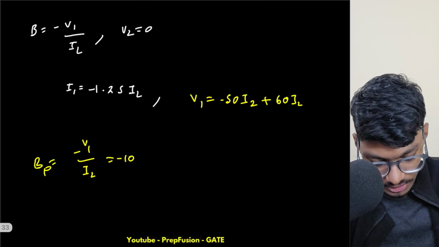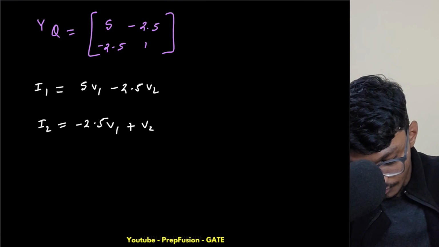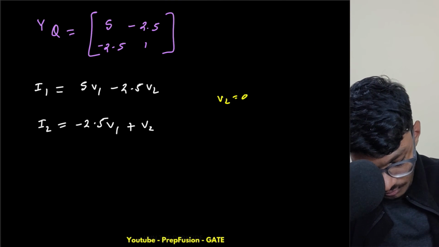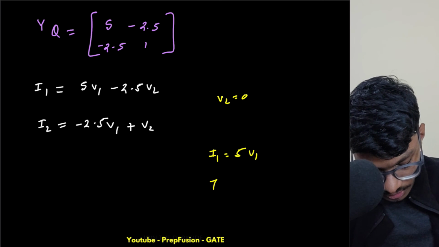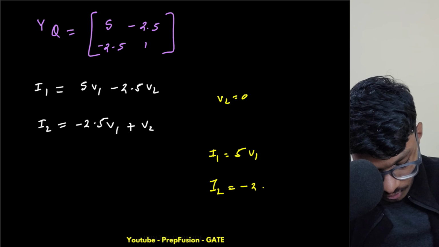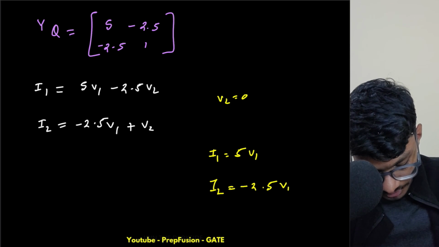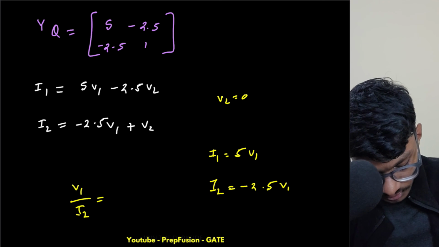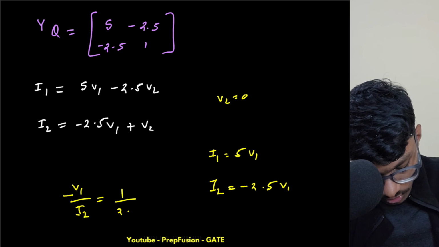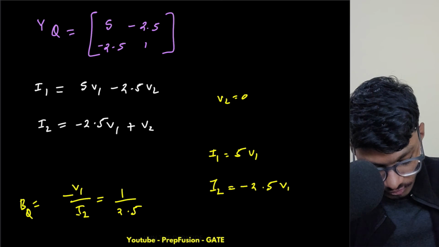So B is again minus V1 upon I2, and you have to make V2 0. So if I make V2 0, I1 will be equal to 5 V1 and I2 will be equal to minus 2.5 V1. So the ratio I have to find is V1 upon I2, and the negative is also there, equals 1 by 2.5. So this is my BQ, and I have to find DQ.